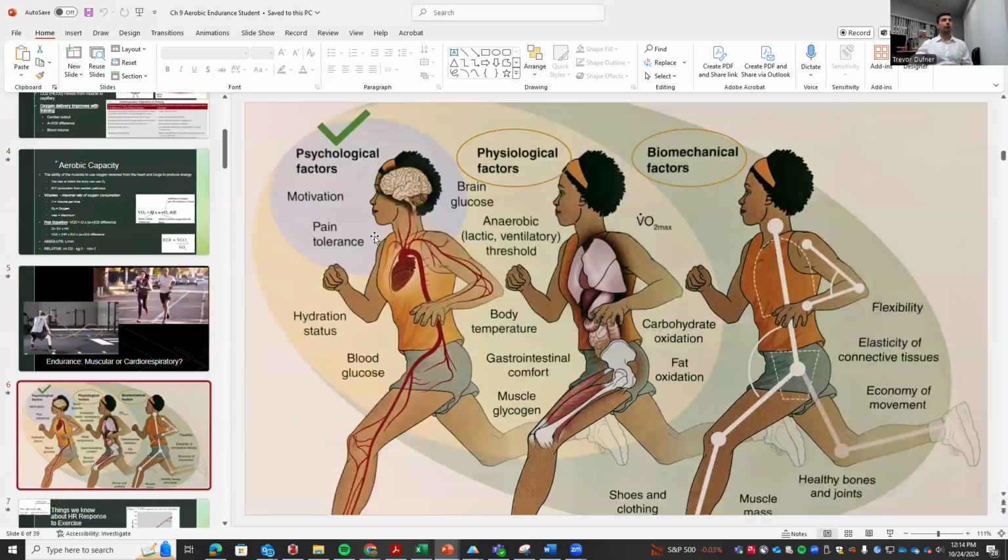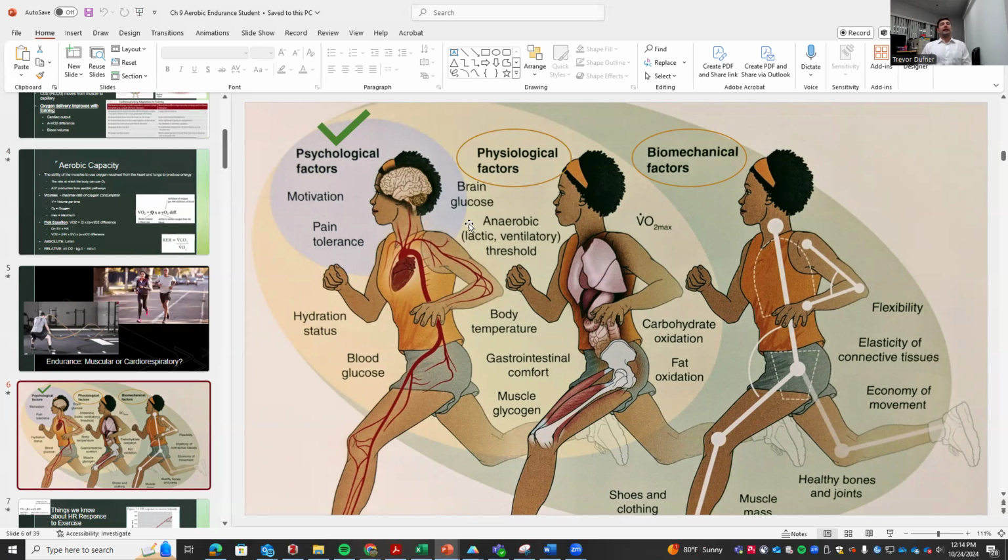So when we talk about aerobic performance, remember, we keep in mind that there's a variety of different factors, okay? So when it comes to aerobic performance, we obviously have our psychological factors: your motivation, pain tolerance, your aptitude for running, the environment, things like that. Then we have our physiological factors: VO2 max, body temperature, blood glucose, hydration status, fat oxidation, all these different things. And then finally, biomechanical factors.